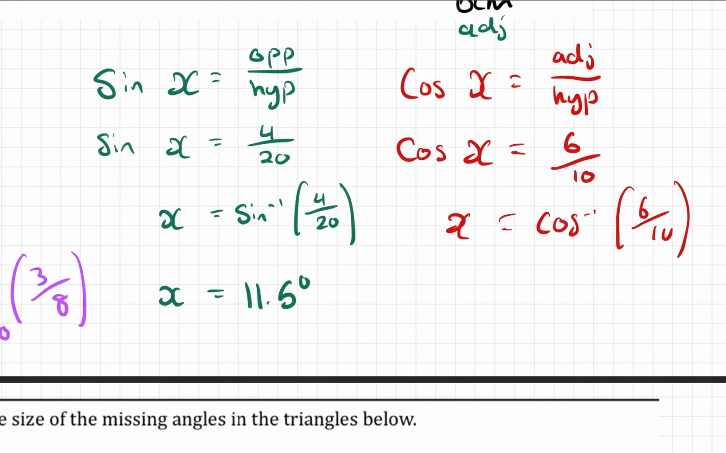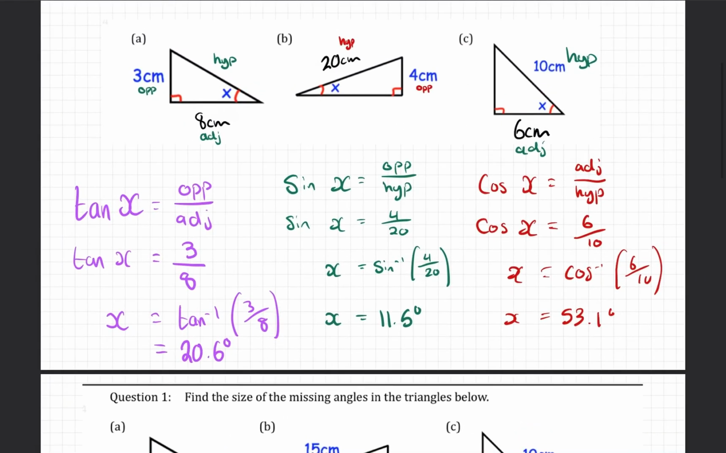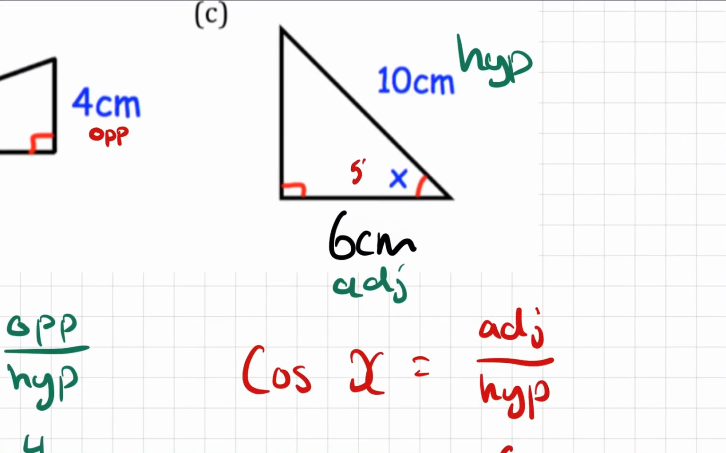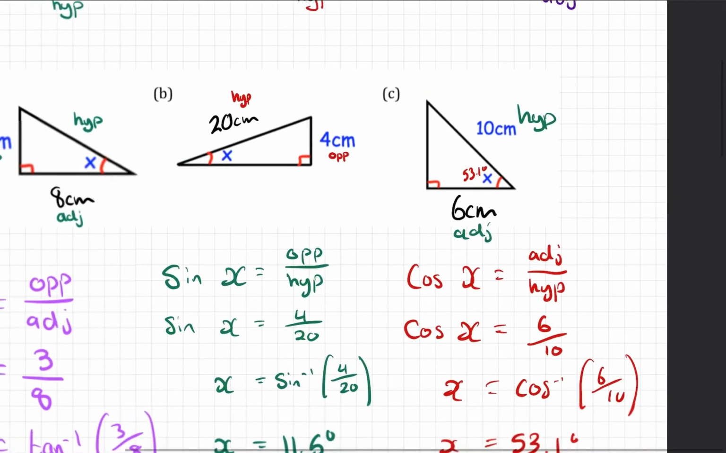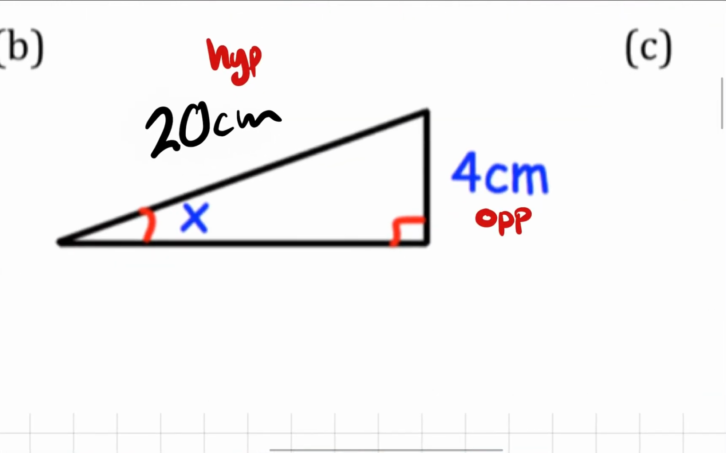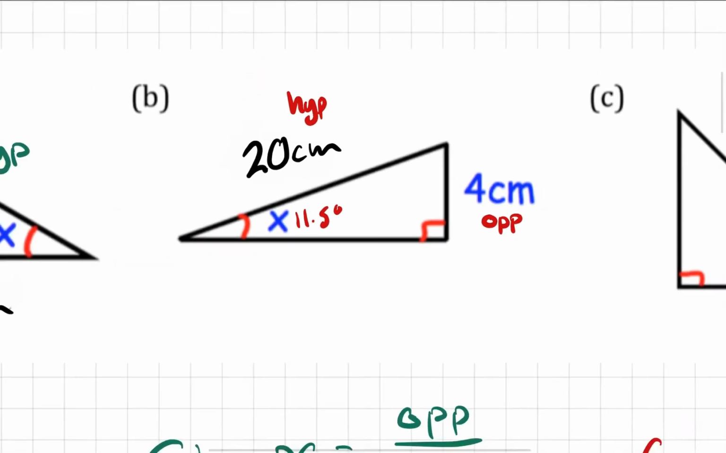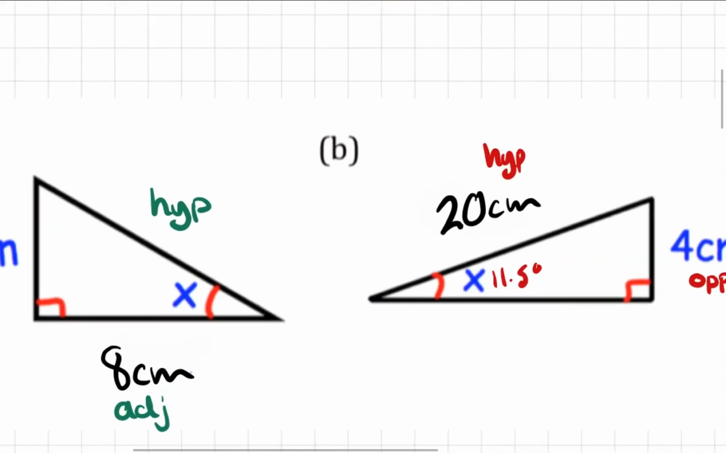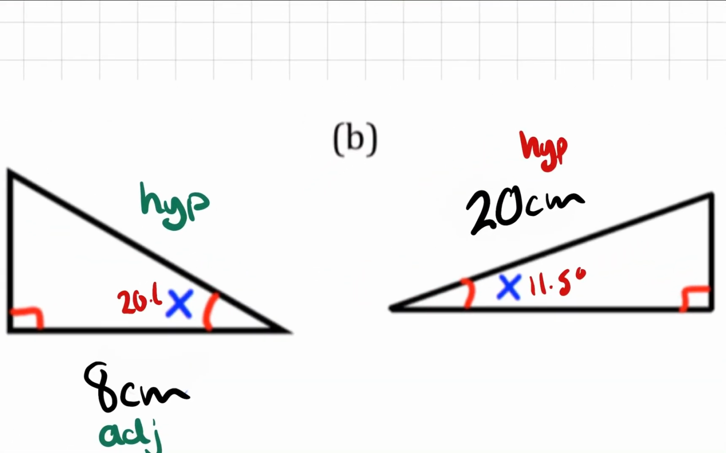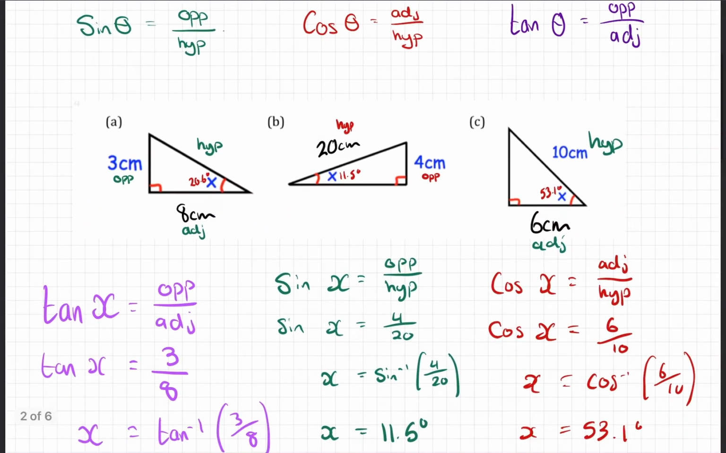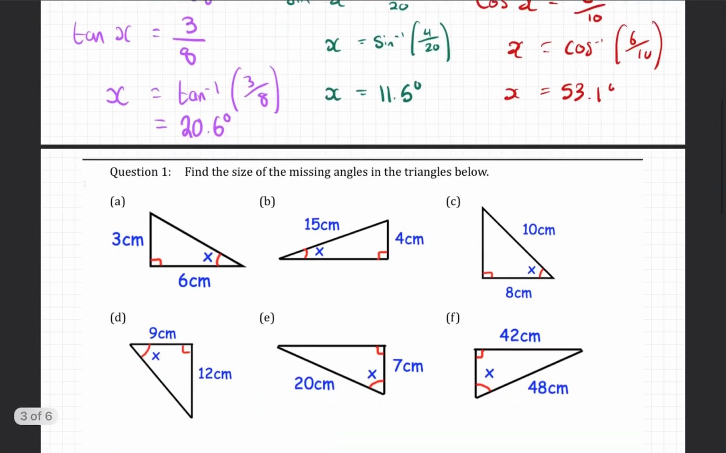There we are. I missed an angle. 53.1 degrees. Let's just fill these all in now. 53.1 degrees. This one here is 11.5. And the last one was 20.6. If the question asks you to fill in all the angles, now you can just find the other ones by doing 180 minus the right angle and the one we just found. Lovely.